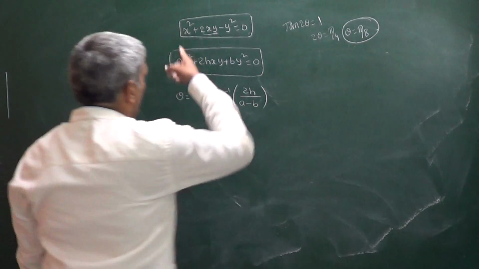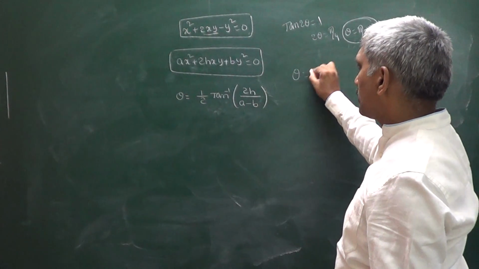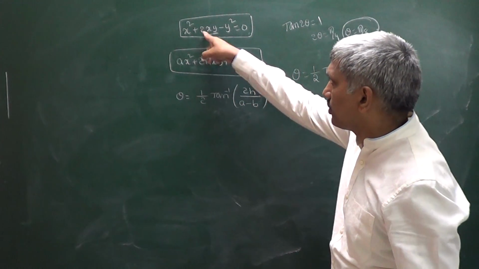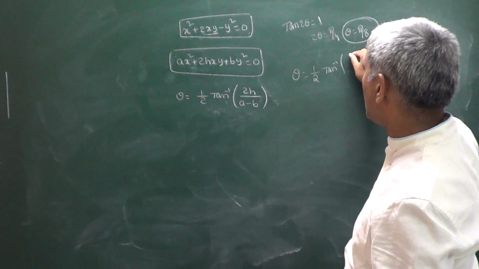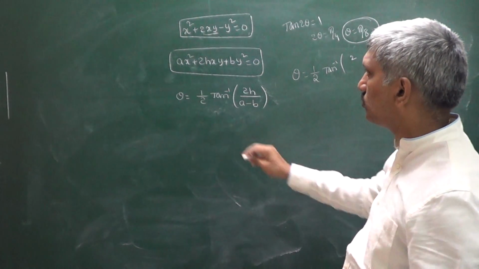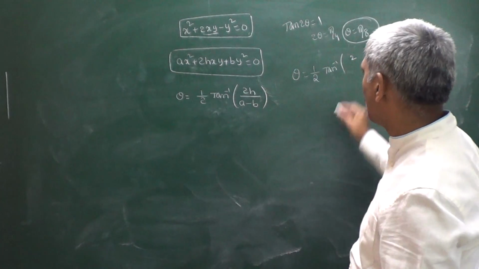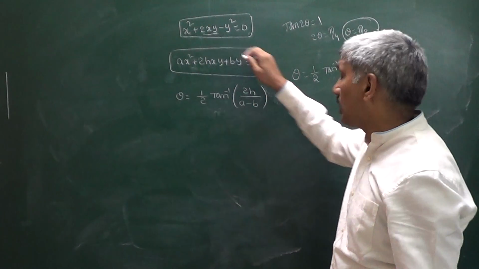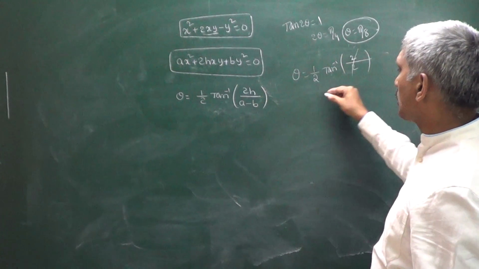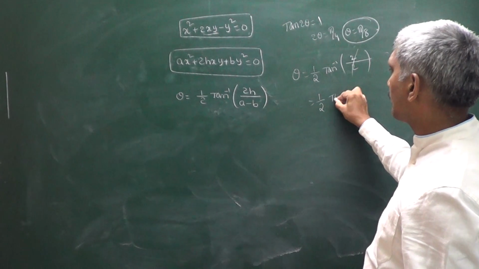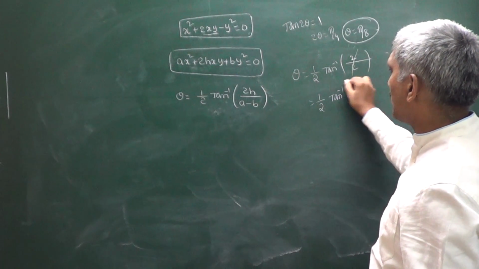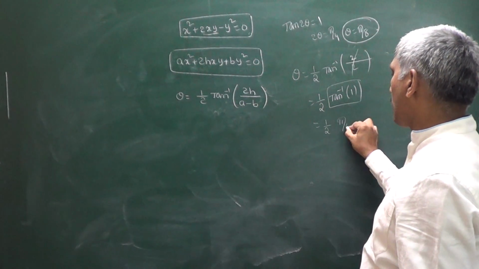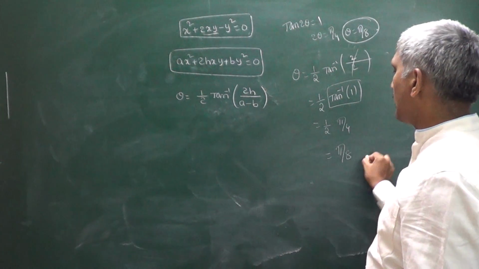Observe here, what is the value? Theta equals 1 by 2 into tan inverse of 2h by (a minus b). 2h equals 2, that's why h is equal to 1, so in place of 2h we can write 2. A is 1, b is minus 1, that's why you will get 2 by 2. Tan inverse of 1, how much? 45 degrees. That's why we are getting 1 by 2 into pi by 4, that is equal to pi by 8.